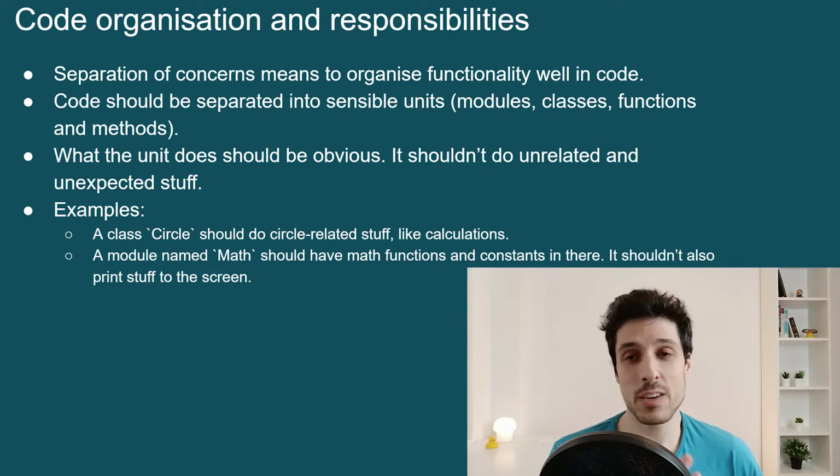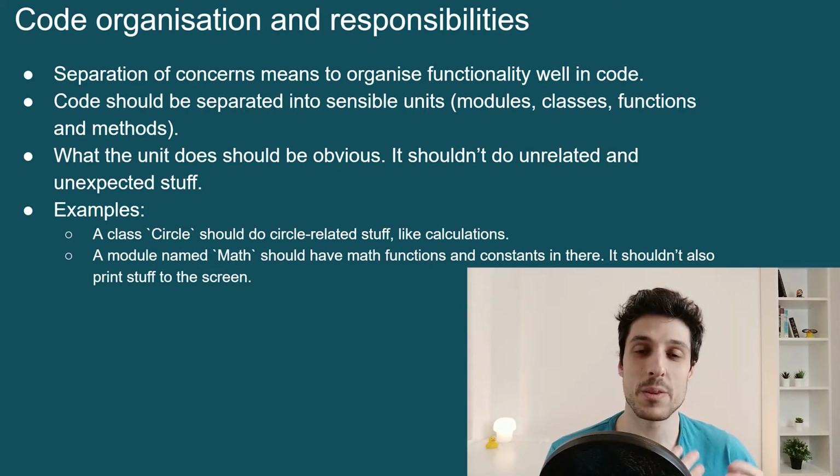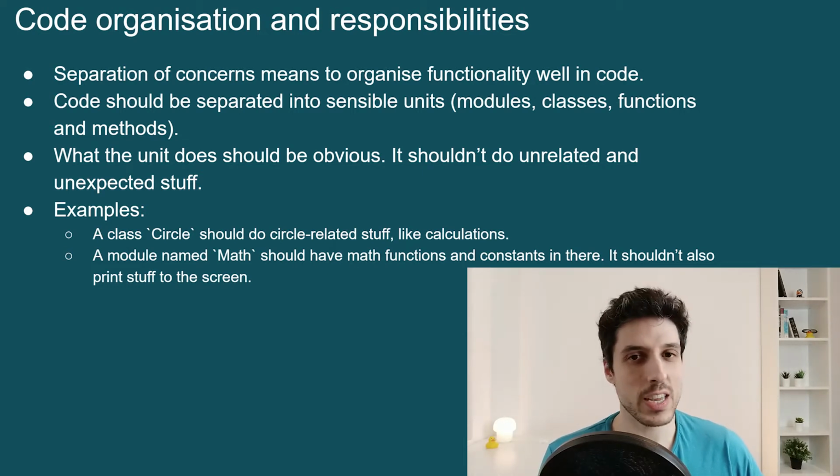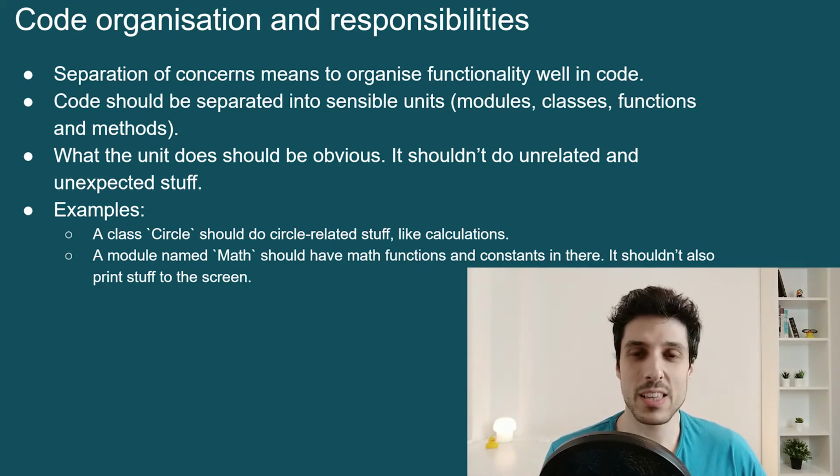Another example is, say, you had a module named math, like you do in the JavaScript programming language. You have an object named math. And you would expect that math module to have math-related stuff in there. Like again, it might have a function for calculating the power of something, for calculating the factorial of something, and things like that. Once again, you wouldn't expect that to be something about printing to the screen or sending an email or formatting some data and things like that.